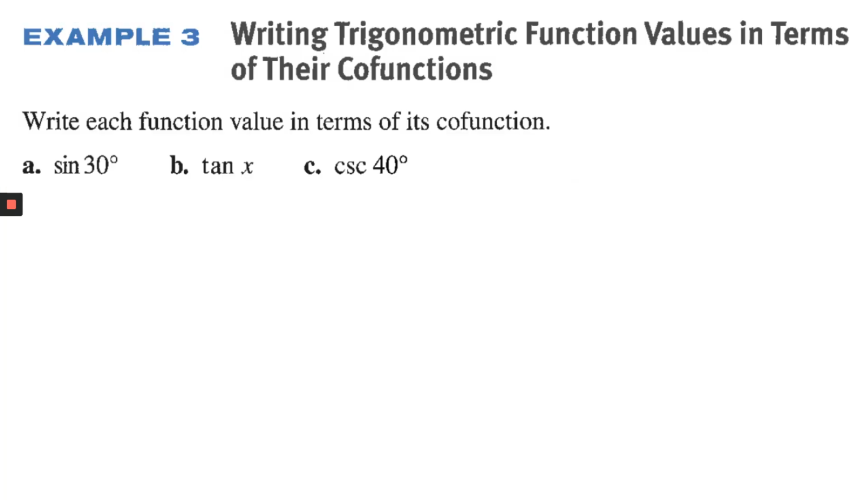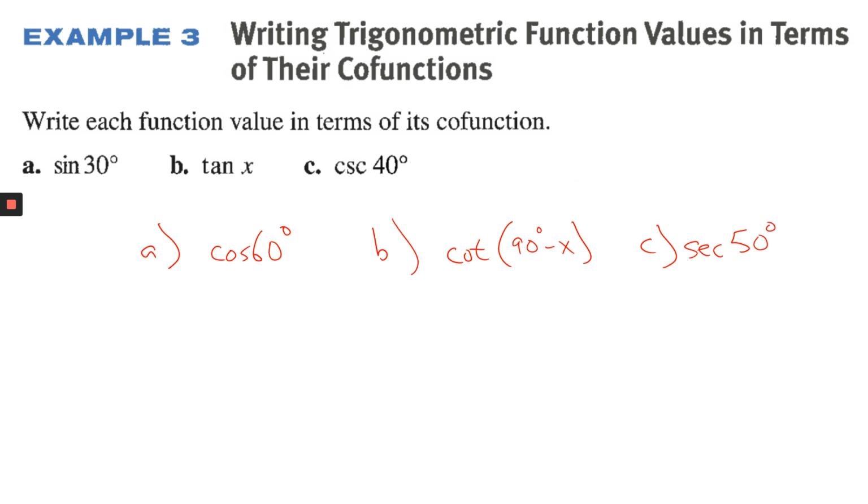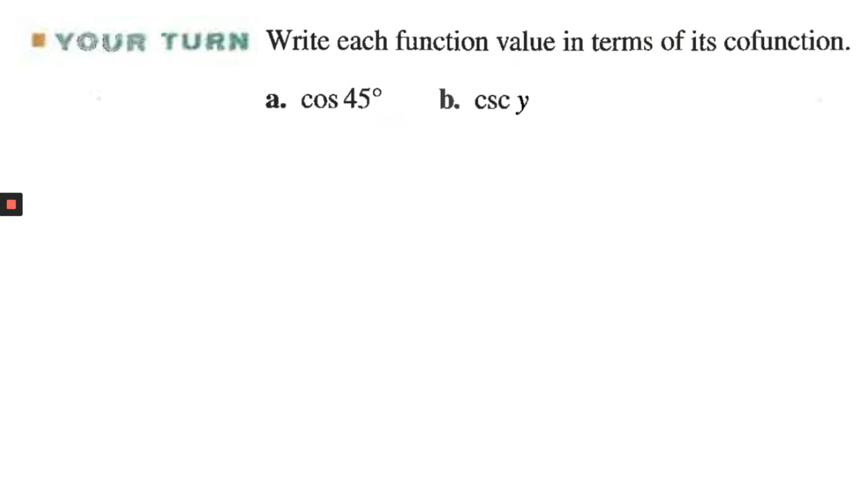So let's see some examples here. Sine of 30 is going to turn into the cosine of the other corner, 60. The tangent of x will now become the cotangent of 90 degrees minus x. And for c, the cofunction of cosecant is secant. So we'll say secant, and the other corner from 40 is going to be 50. What's the angle that adds up to 90? Give it a try, these two.